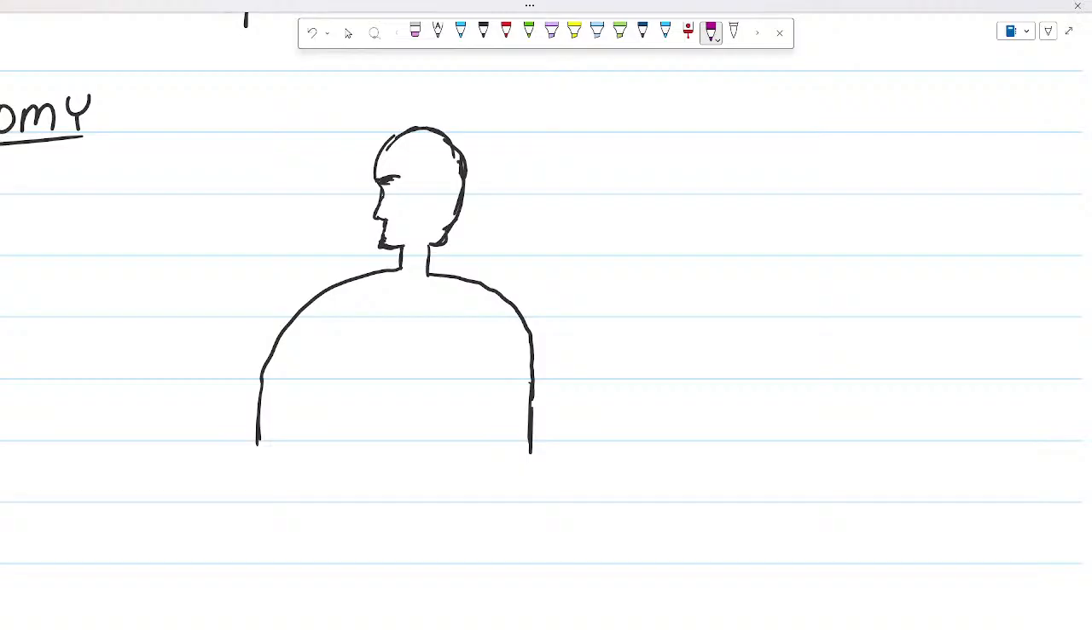Now, when you breathe, what is the first structure of your body involved? There's two choices, right? We could breathe through our mouth or our nose.